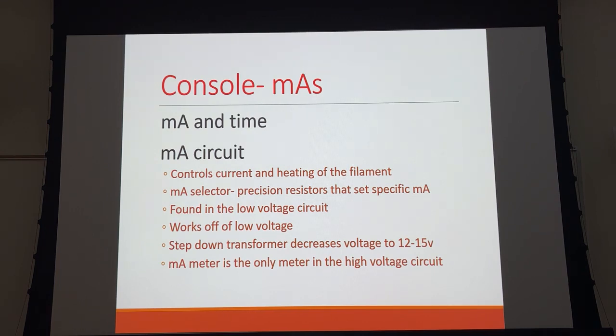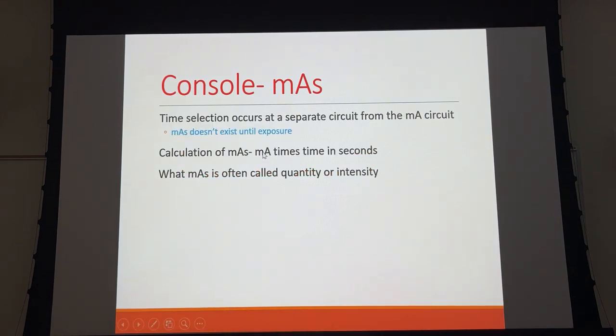So we talked about what we need to make that happen. We have to have a different type of rheostat. We have to have a step-down transformer. We have to have very low voltage to prevent those electrons from traveling across the tube before we want them to. So we talked about time selection. Time selection is in a separate circuit. Overall mass is calculated as mA times time in seconds.